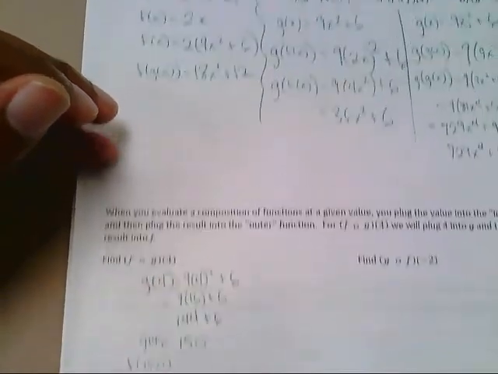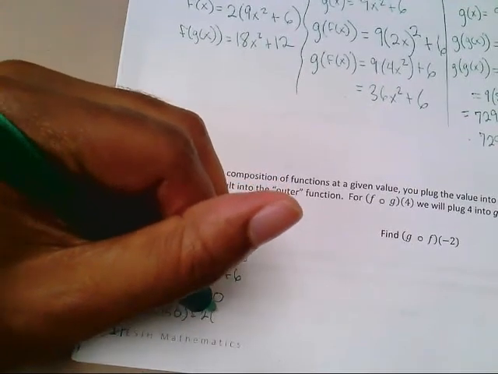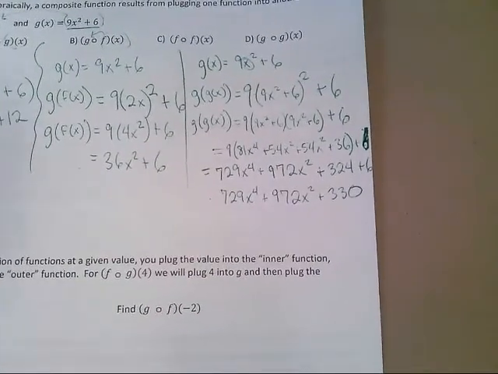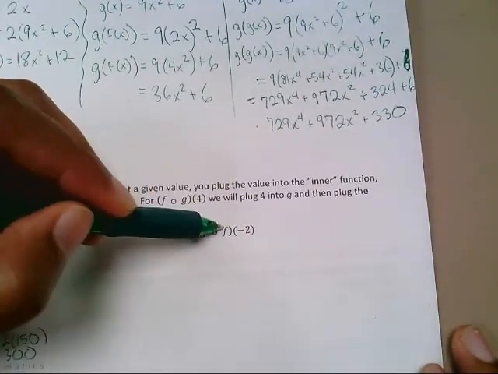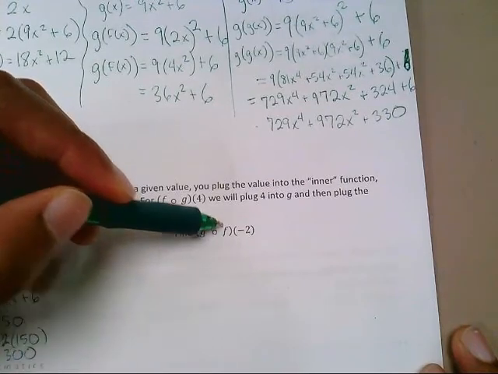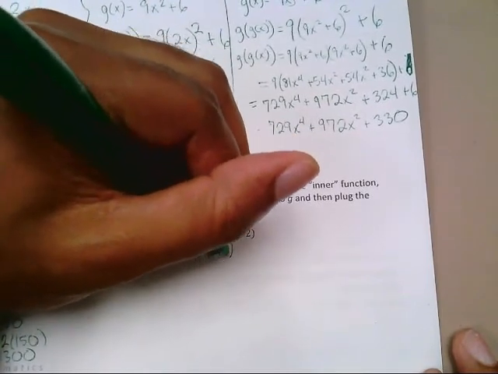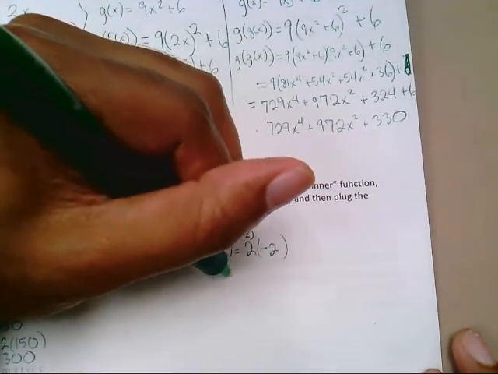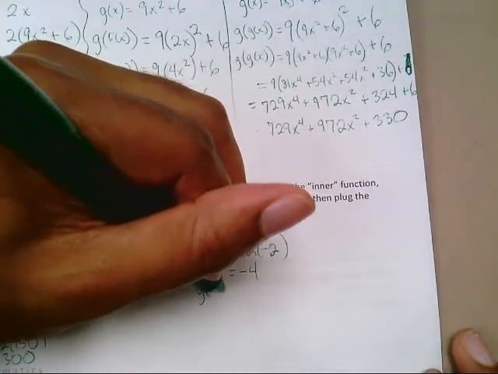So f of 150, remember our original f function was 2 times x, so that's going to be 2 times 150, which equals 300. Now we need to find g of f of negative 2. So this time we'll plug in negative 2 into the f function first, and then we plug that result into the g function. So first, f of negative 2 is going to be 2 times negative 2. So that will give us negative 4, and now we need to find g of negative 4.